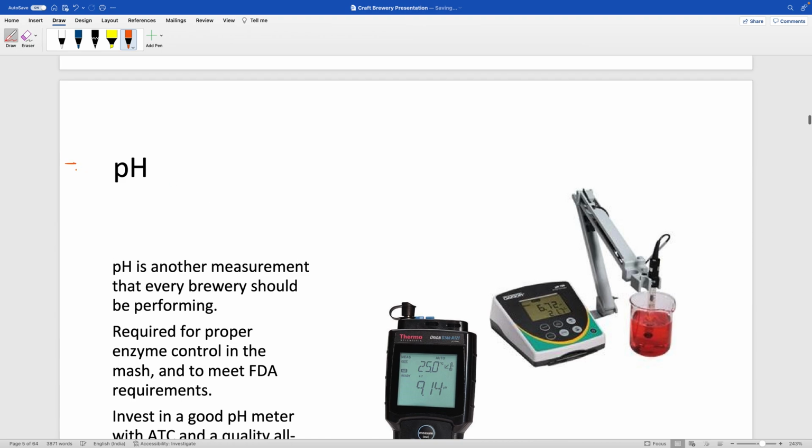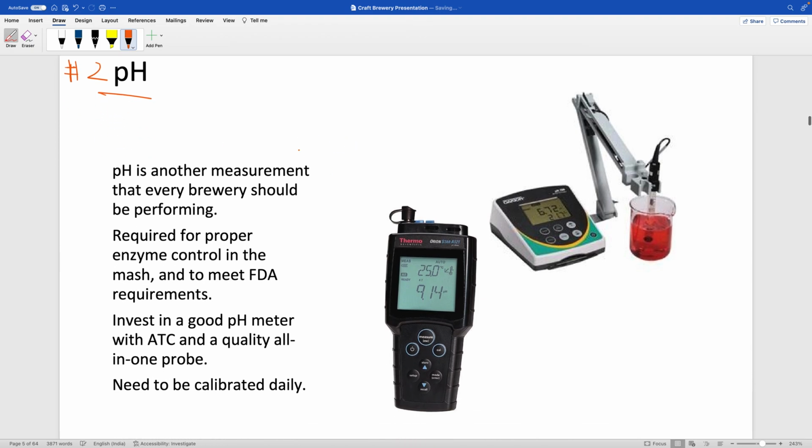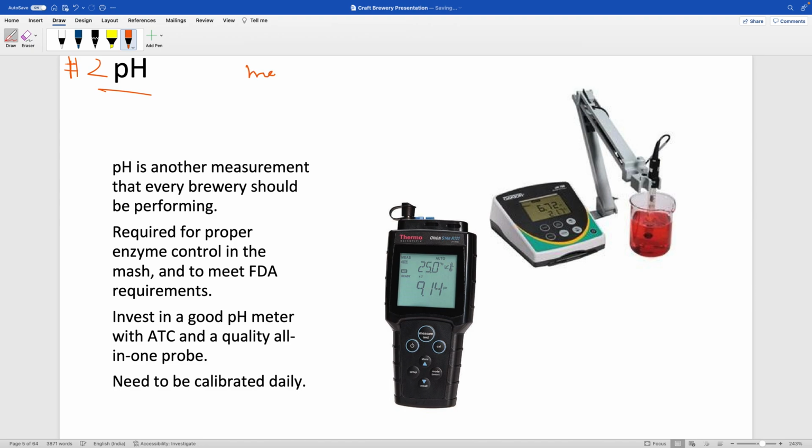So the second is pH. So pH is also important. We measure mash pH, which is 5.4, water pH, sparge water pH, beer pH, fermenting wort pH. So these are the things.